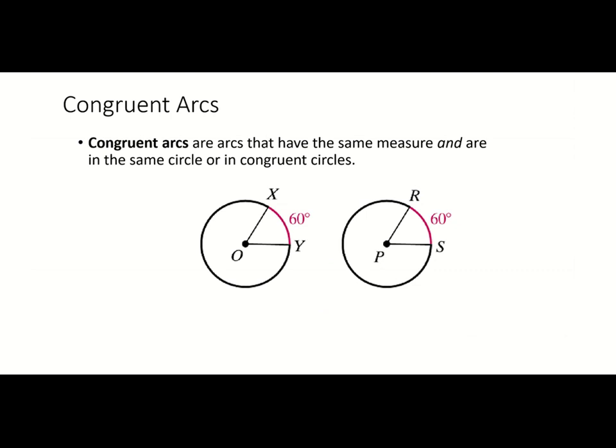All right, and the last thing we're going to mention are congruent arcs, which are arcs that have the same measure and are in the same circle or in congruent circles. So think congruent means exactly the same. They're going to have the same measure, and they are in the same circle, or they have to be congruent circles, so they have the same arc length as well.